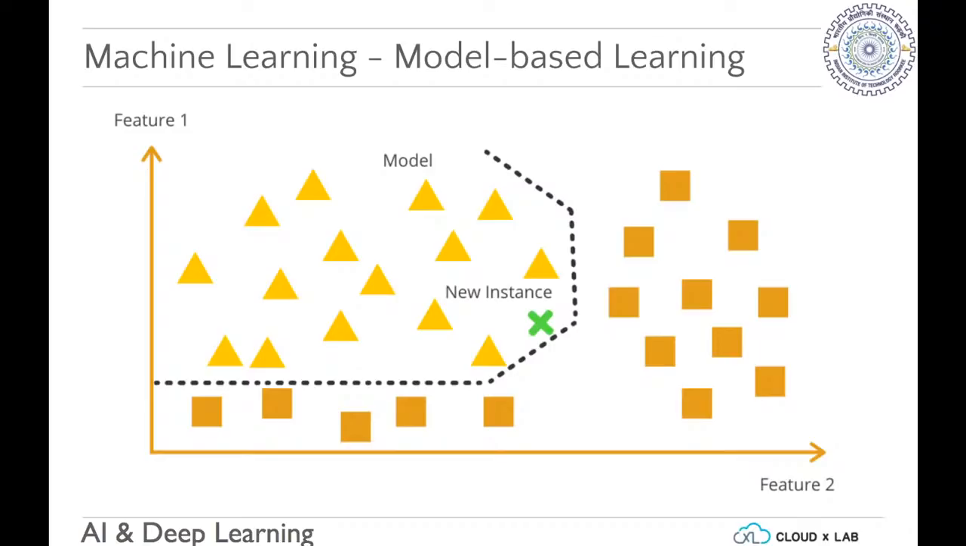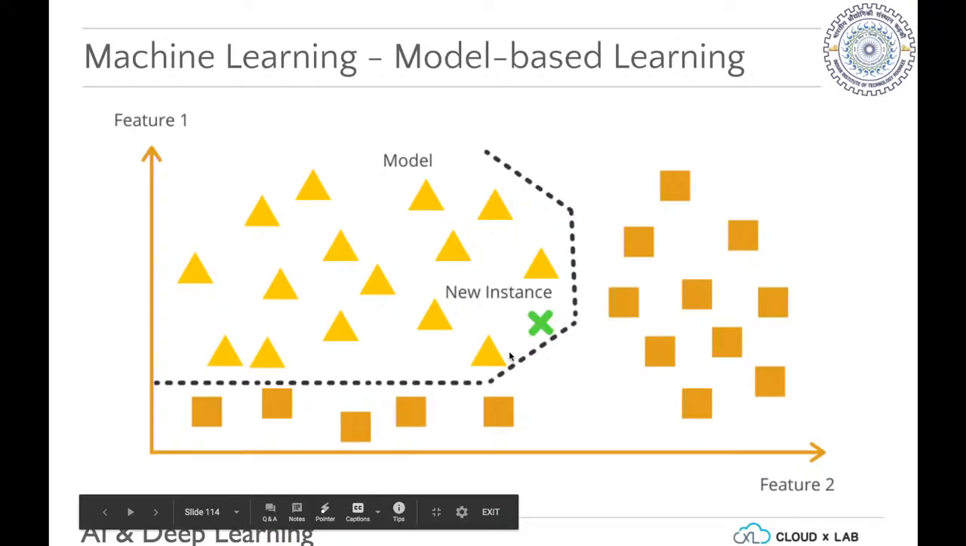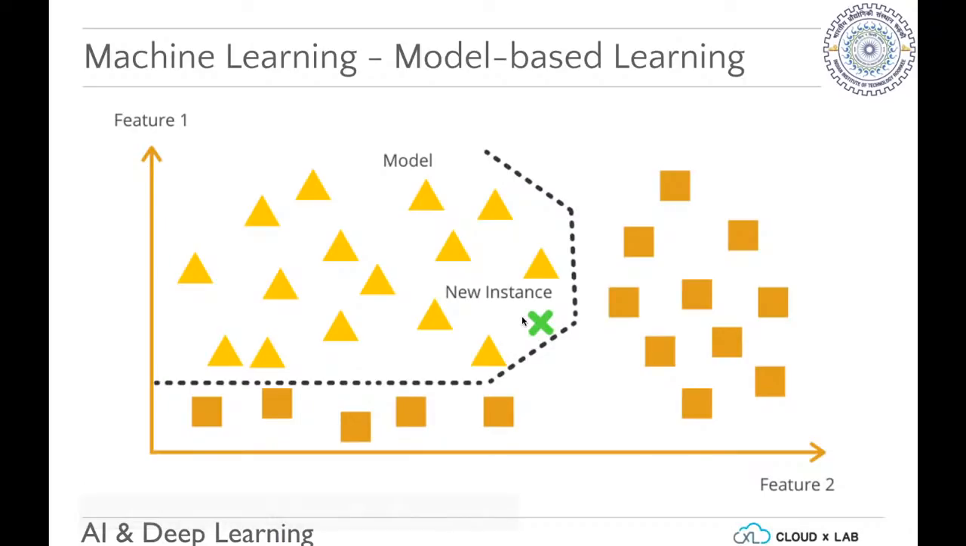Model-based learning is extremely fast because all you have to do is check whether this point is to the left or to the right of this line, right? Is it inside the circle or outside the circle? This is called model-based learning, right? Model-based learning is something that we devote a lot of time on, and something that we would focus on a lot.